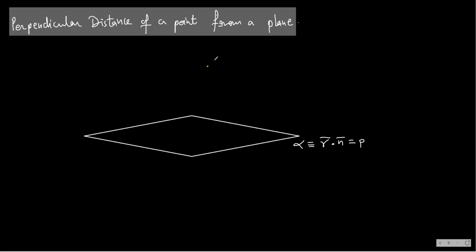This point is, say, capital P, x1, y1, z1. I want its perpendicular distance from the plane. This is the foot of perpendicular, say M. So what I want is PM. I want length PM, and as it is length PM, it will always be positive.